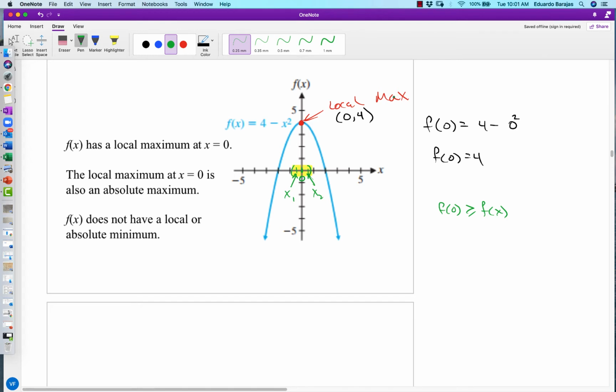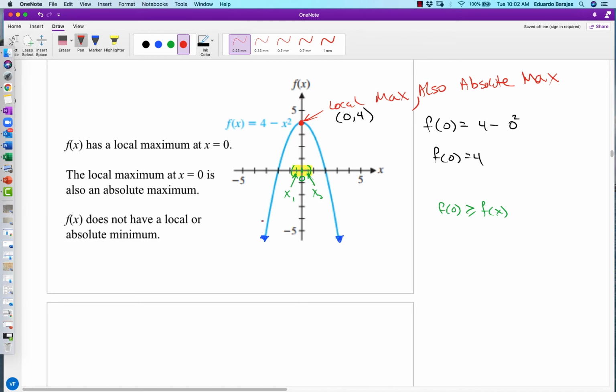But beyond the local maximum, we can also see that these arrows point down, right? It's a parabola. It's going to go down in both directions. So not only is it a local maximum, it turns out to be an absolute maximum as well. We can also say that this is also the absolute max, right? It's the tallest one. We don't have to restrict ourselves to this little domain. x could be chosen anywhere in the domain, all real numbers. And it would still be true that 4 is the largest value. f of 0 would be the largest value observed.